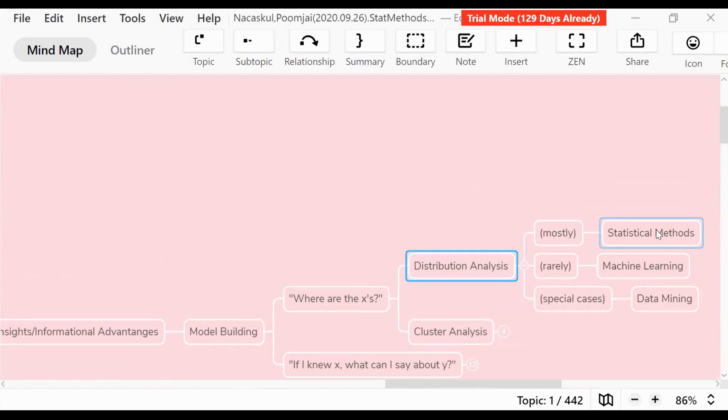And in special cases, we do this thing called data mining that I told you about. Data mining is kind of a funny thing. It's not exactly machine learning, but it's not exactly a traditional statistical method.